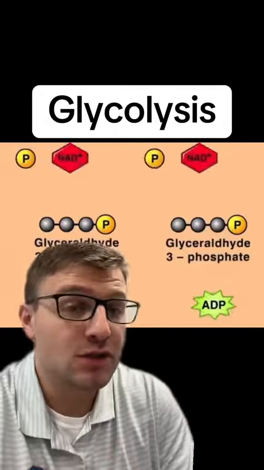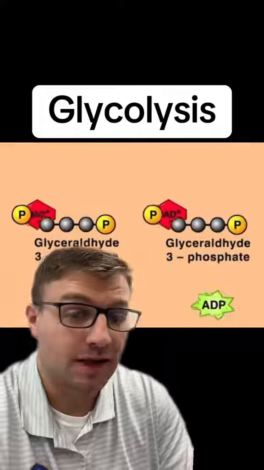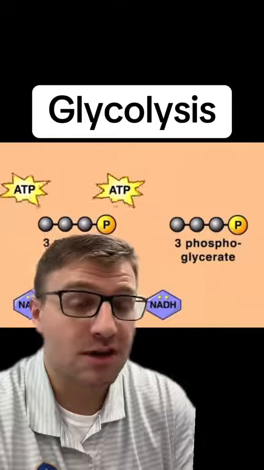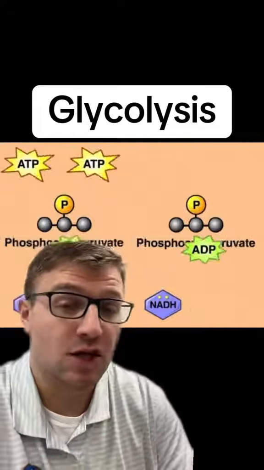Since we are producing ATP in the second step of glycolysis, this is known as the energy harvesting step. So the first part is known as the energy investment step, while this is known as the energy harvesting step.